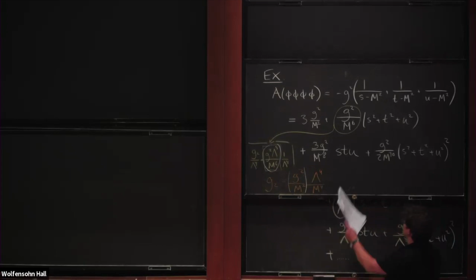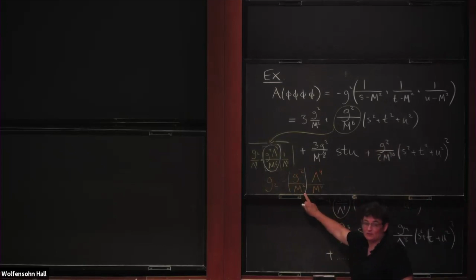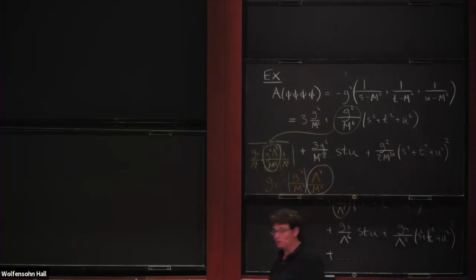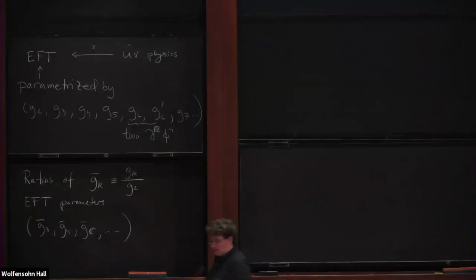One is my original cubic coupling G squared divided by mass squared. That's some dimensionless number. And then I have something that tells me where my mass is compared to the scale lambda that I use to characterize my EFT. Now, lambda I can think of as just some reference scale.